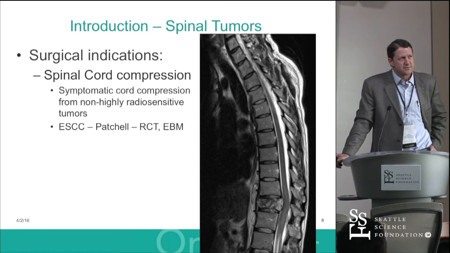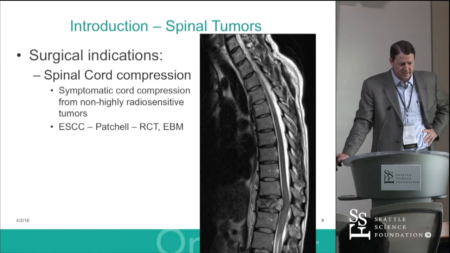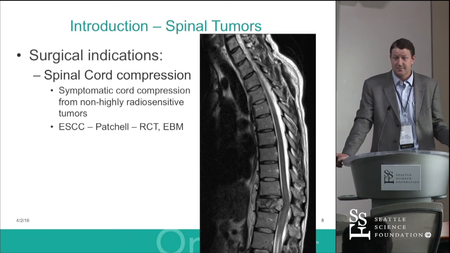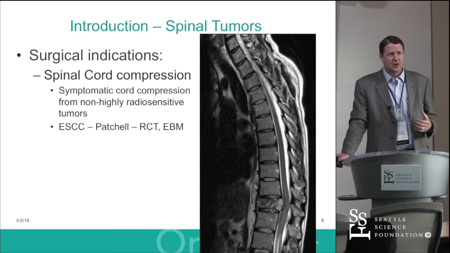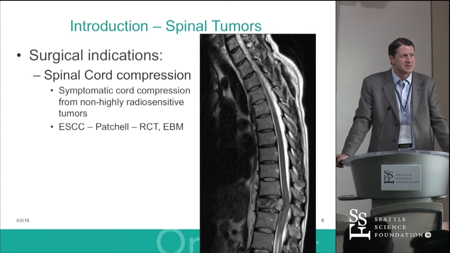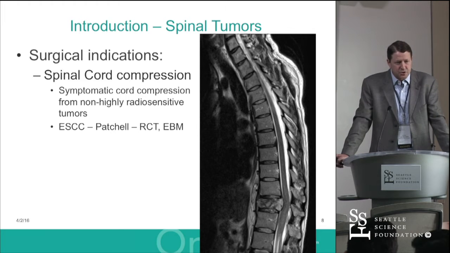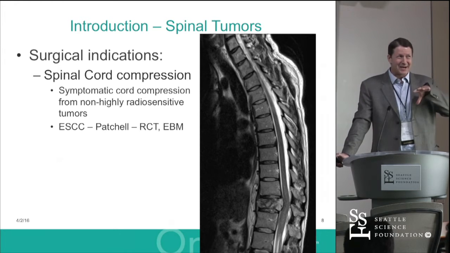Symptomatic cord compression. He did a randomized controlled trial, which is truly an excellent effort on their part to try and provide some evidence-based medicine, that symptomatic cord compression from non-highly radiosensitive tumors, going back to one of our case examples earlier, that excludes lymphoma because that's a highly radiosensitive tumor as well as chemosensitive, should be treated with direct decompression. So symptomatic cord compression is a straightforward indication. We are not going to talk about that here. We're going to look at the other side of it.